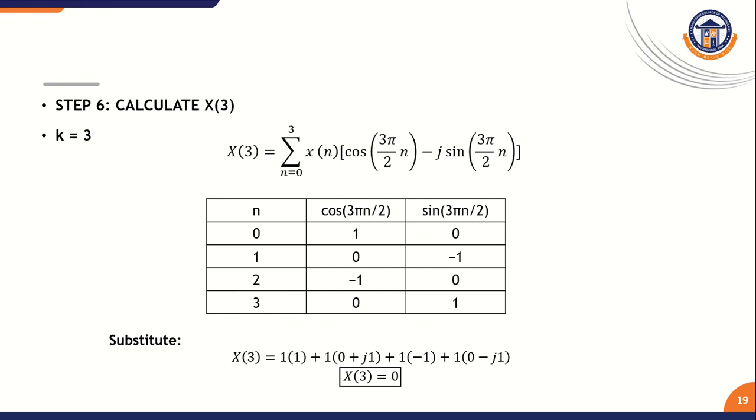Then we can substitute k value equal to 3. So capital X of 3 equal to, instead of k we can substitute 3. Once we substitute the k value equal to 3, our equation comes like this: x of n into cos 3 pi by 2 into n minus j sin 3 pi by 2 into n. In this equation we can substitute n value from 0 to 3. Finally we get capital X of 3 equal to 0.